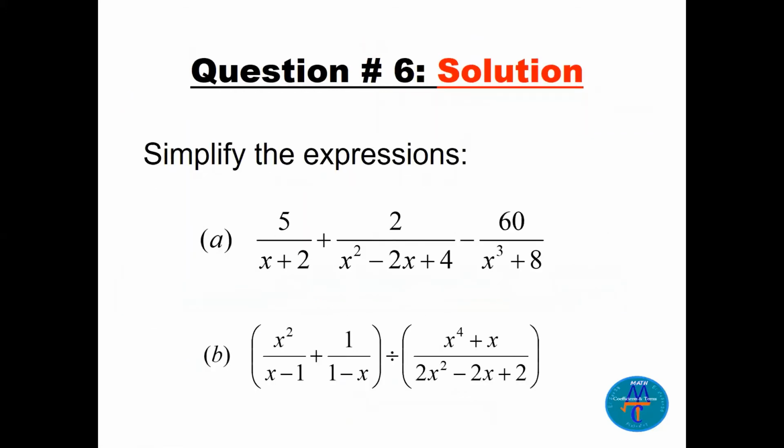Now, let's add and subtract here. The first one may be, I don't know, difficult. Let's see. The first one, 5 over this, plus. You see plus, and then we see minus 60 over this.